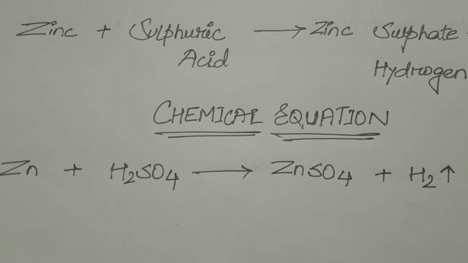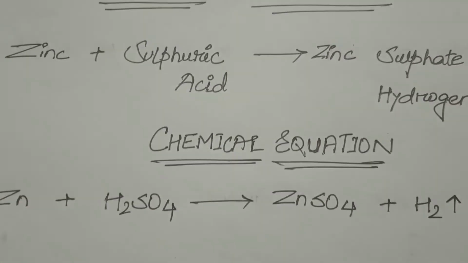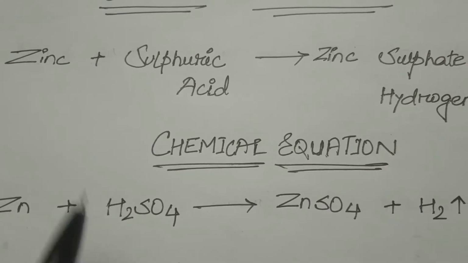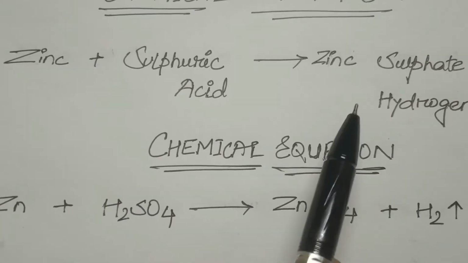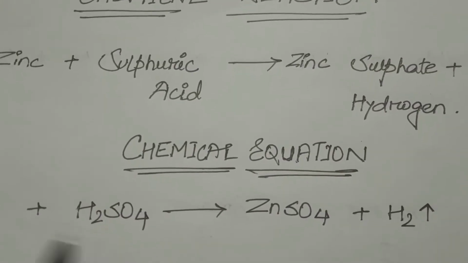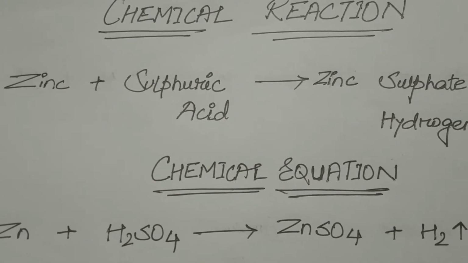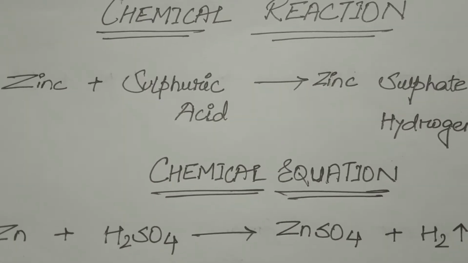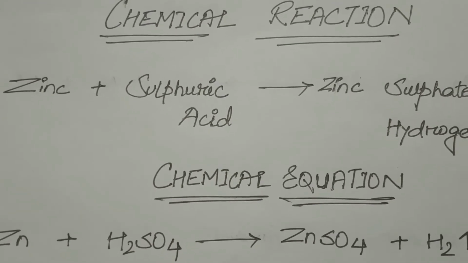Now you can observe, instead of writing zinc, we are writing Zn. Instead of writing sulfuric acid, we are writing H2SO4. We are writing ZnSO4 instead of writing zinc sulfate. Same for hydrogen, we are writing H2. Now why are we writing this? This is the way we represent a chemical reaction as a chemical equation. This is a way in which we write a chemical equation.